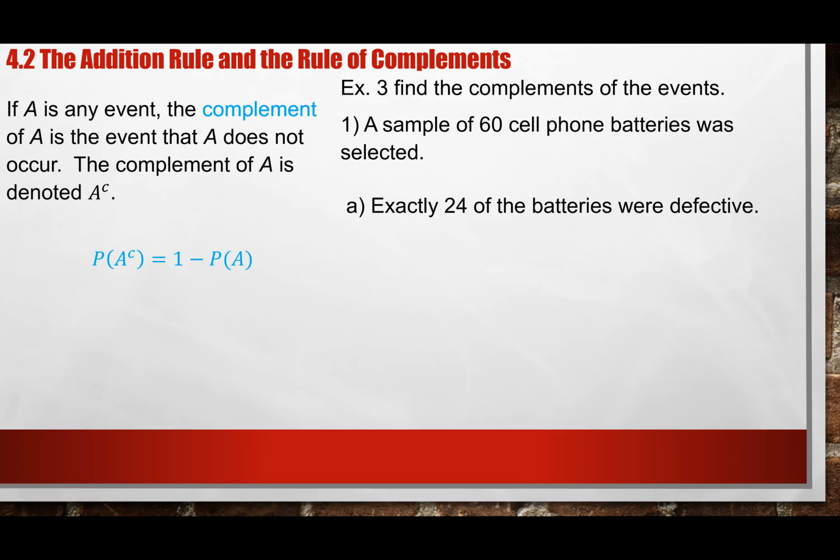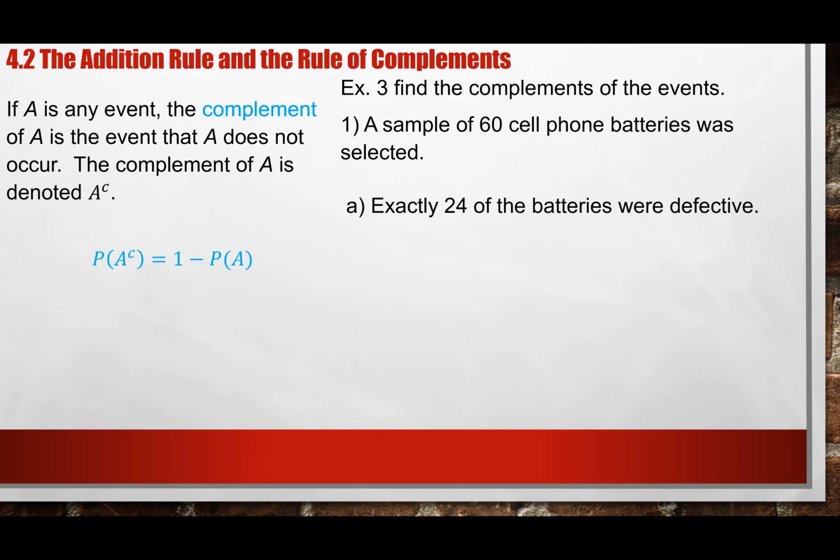Again, on Connect Math you have a few of these. Let's say I have a sample of 60 cell phone batteries, and they say find the complement of the event that exactly 24 of the batteries were defective, meaning they are not working. So what does it mean, exactly 24? My event is that exactly 24 batteries are defective.